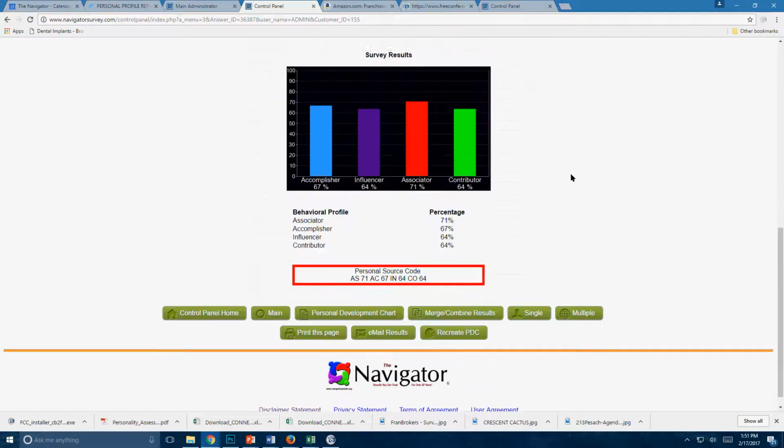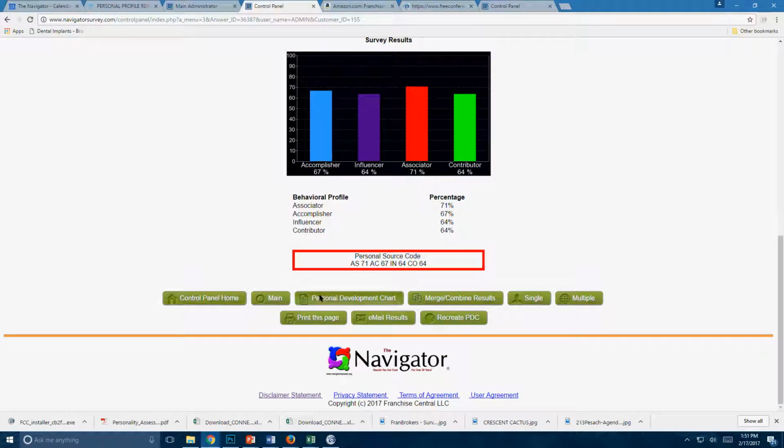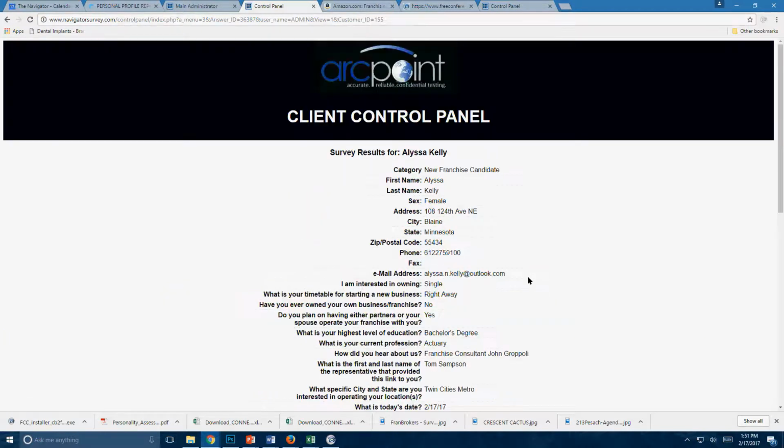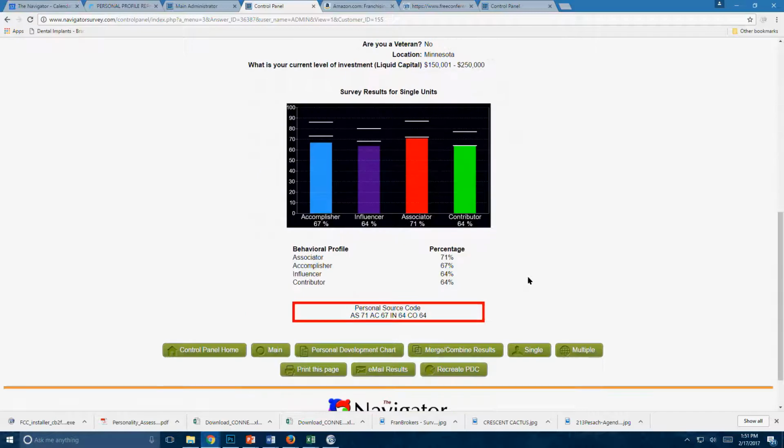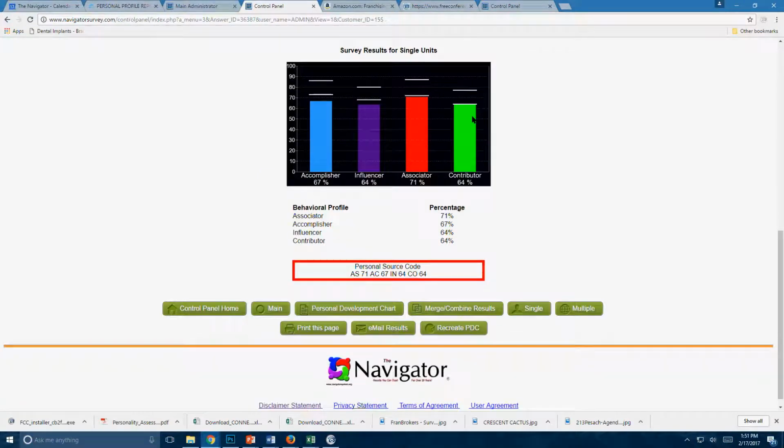You will have the same buttons at the bottom of your control panel that you see here. So you can press on single. And when you do, and this answers your question about, do they need to take it again? And the answer is yes. Because you'll know, okay, maybe the ArcPoint's a good business model, but here's what they need to see. They need to see exactly whether or not that person's a good fit or not.